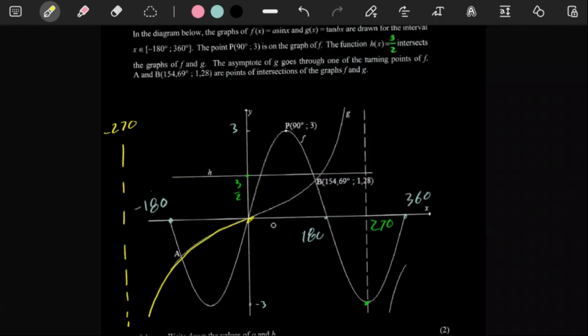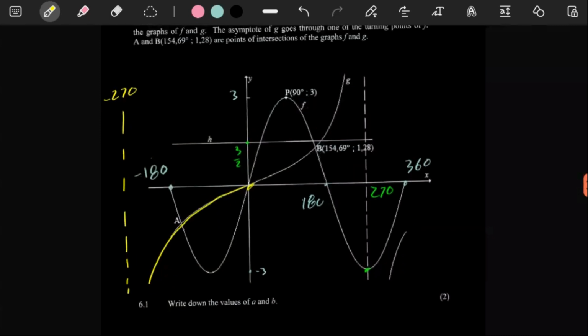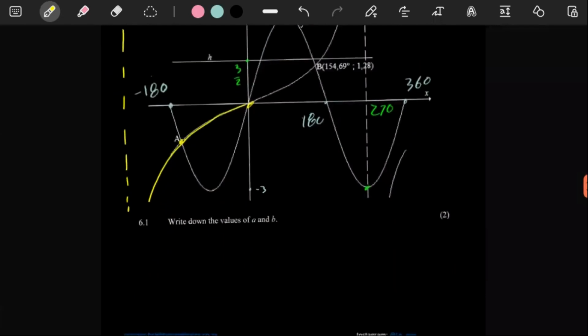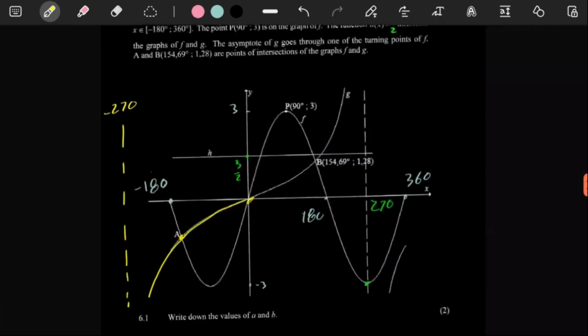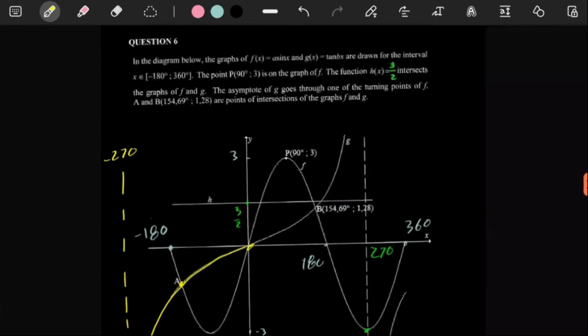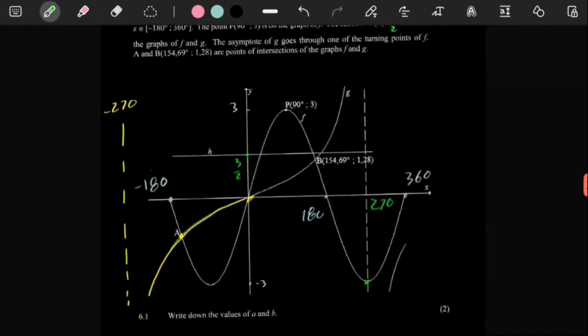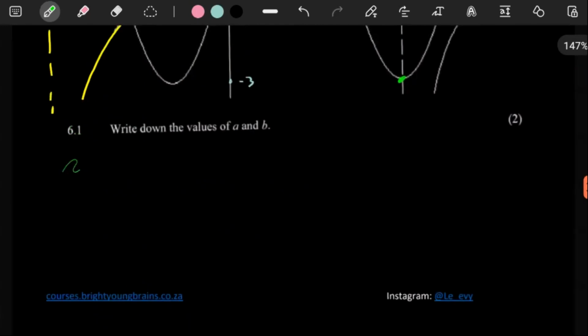Then it says here A and B are coordinates. There's B here. Where is A? A is somewhere here where the graphs meet. And then they say these are points of intersection of the graphs of f and g. Now, the fortunate thing is they say we should write down the values of a and b. So you knowing what a and b is heavily hinged on your theory. If you don't know your theory, these questions are going to seem difficult. But with f of x, this is the equation you're given.